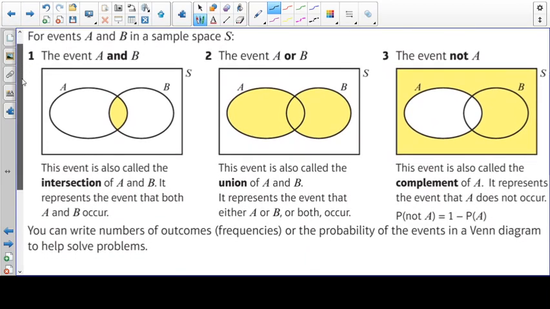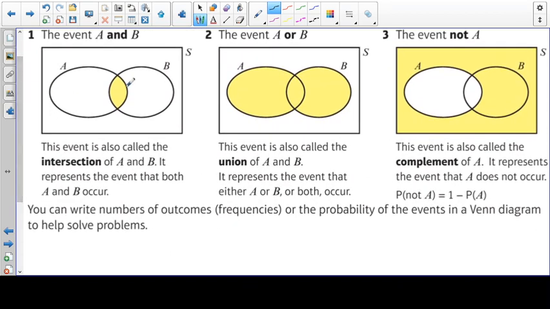Okay, parts of the sample space that are important to know. This bit here, that is called the intersect. So that is the probability that A occurs and B occurs at the same time. And we can write that with probability theory notation with a little funny n. That's an intersect sign. So probability that A intersects B means the probability that both A and B occur at the same time.